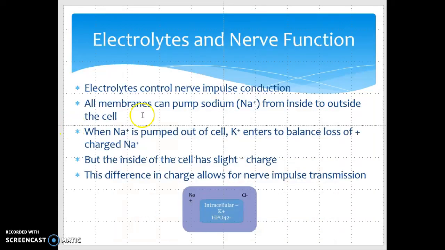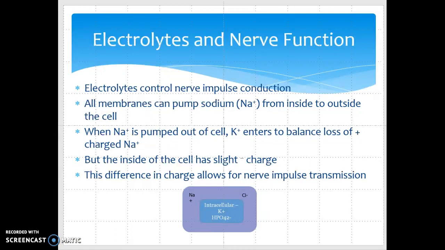So that's all from these electrolytes, sodium and potassium. The membranes can pump sodium and potassium in and out of these cells. We were talking about this in the last video, that sodium is generally outside and potassium is inside. So by moving potassium out and sodium in, and then back again, we have this charge. It's a very quick polarization. Inside the cell is always a slight negative charge, and the difference of the charge causes this impulse transmission. So that's another function of electrolytes in our body.